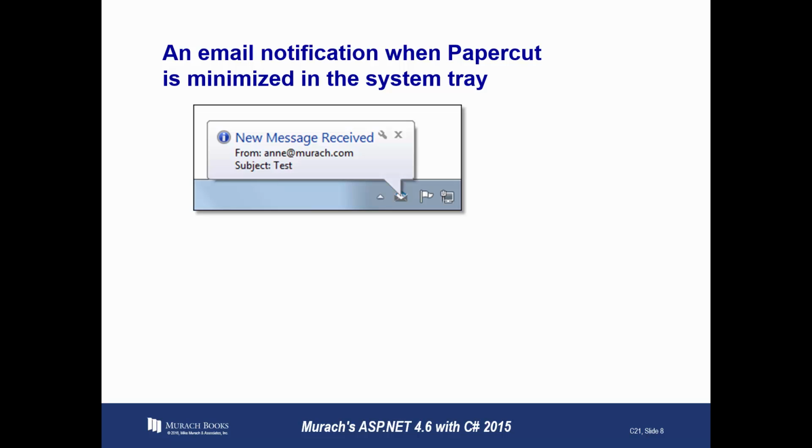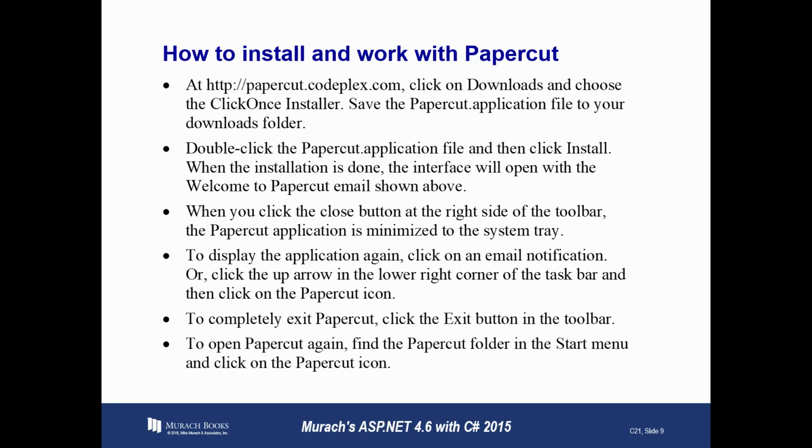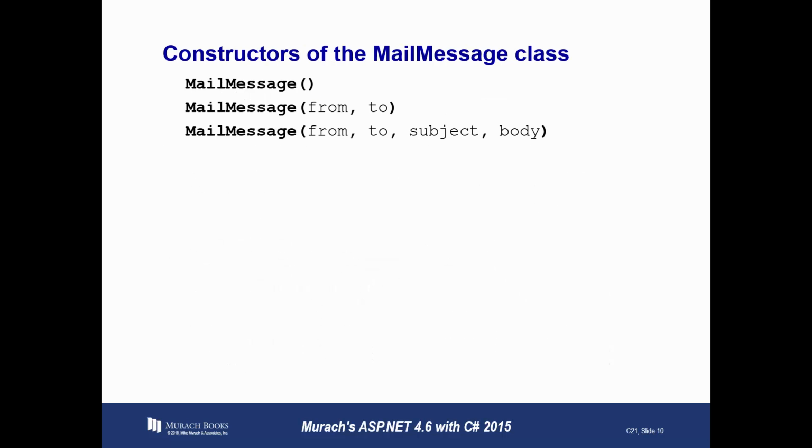Figure 21-3 on pages 760 and 761 shows the constructors and the properties of the MailMessage class that are used to create email messages. It also shows the constructors of the MailAddress class, which is used to create the addresses that are stored in the From, To, CC, and BCC of a mail message. These are all part of the System.Net namespace.